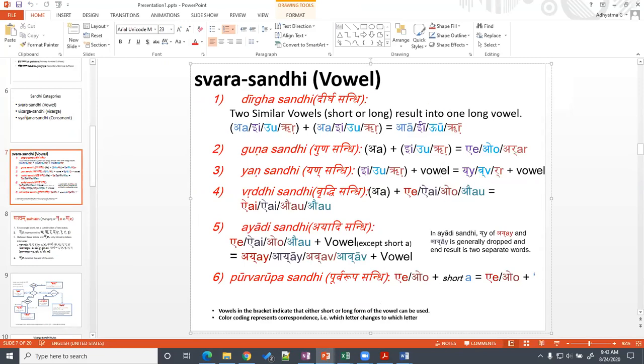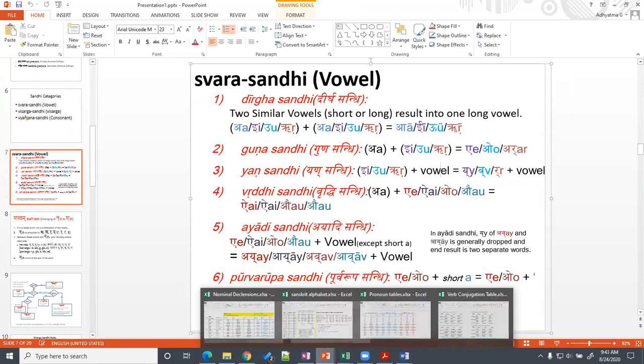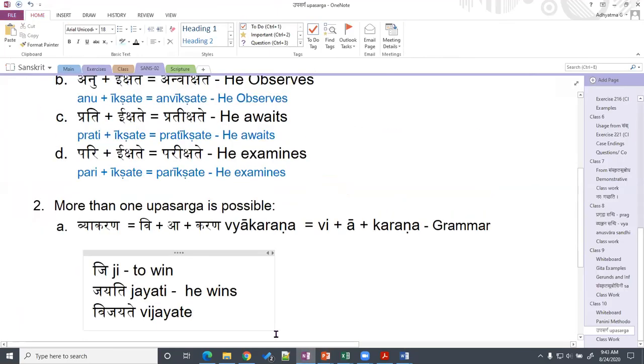What is the meaning of Vijayate? Vijayate just means to win in a special way. So it is pretty much the same thing as Jayati, he wins. You can say he specially wins, or he wins in a special manner, or he wins comprehensively. Something like that.